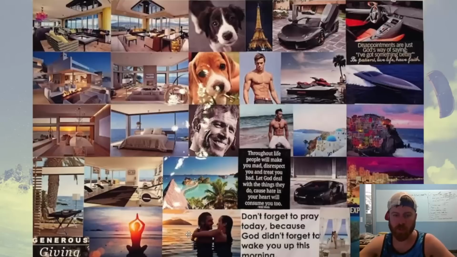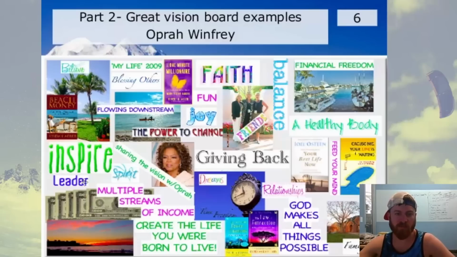I can't see this picture, but we see Lamborghinis. We see meditation, working out, and Bora Bora, which is where Tony's resort is, and just kind of quality time with his girl. And so we kind of see what's in his vision. So here's Oprah's vision board example, and what we see in Oprah's vision board examples.